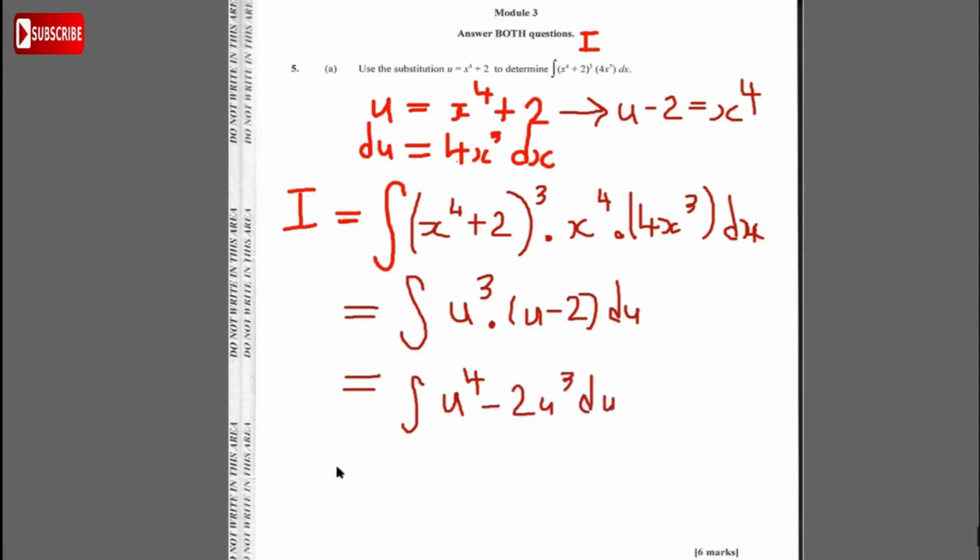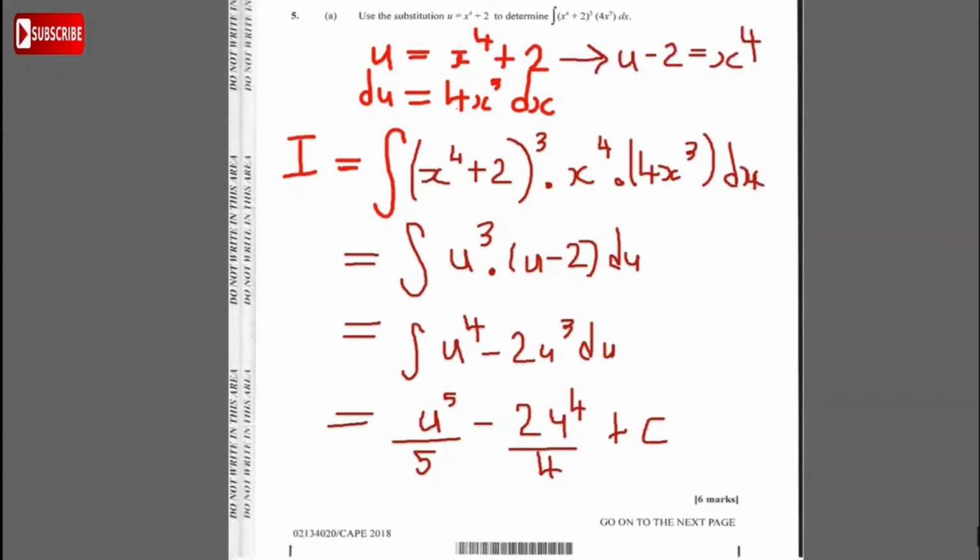So all I do is add 1 to the power to get u to the 5th, divide by the power of 5. Minus, add 1 to the power to get 2u to the 4, divide by the power of 4. Plus some constant c. Nice and easy. Now that we have that, we can resubstitute back for u.